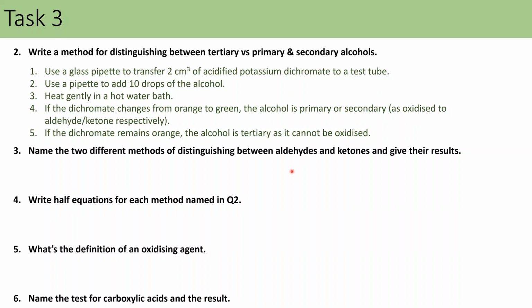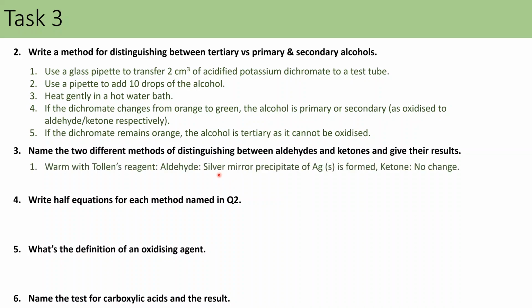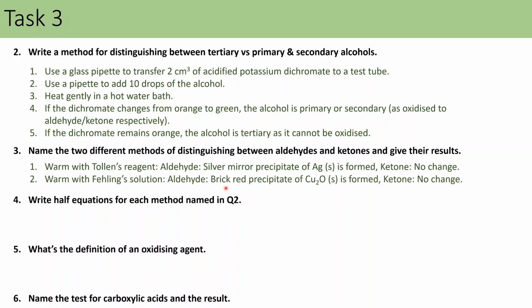Next, we've got 2 methods of distinguishing between aldehydes and ketones and giving the results. So the methods for distinguishing between aldehydes and ketones, really the test for aldehydes, which gives a null result with ketones. We have got warming with Tollens' reagent. The positive result for an aldehyde is the silver mirror precipitate of silver solid being formed, and with a ketone we get no change. And then if we warm it with Fehling's solution instead, our aldehyde gives us a brick red precipitate. I should have really said there, the blue solution changes to give a brick red precipitate, so you could add that to yours. And then with the ketone we get no change again.